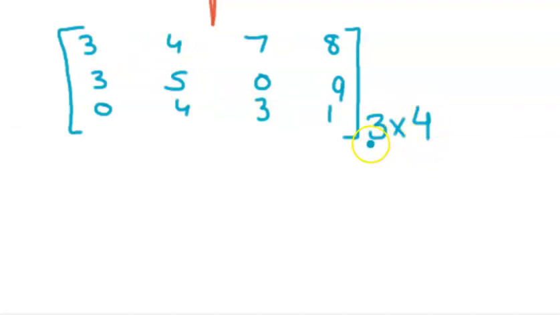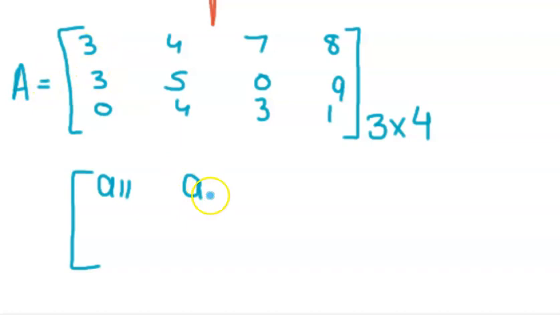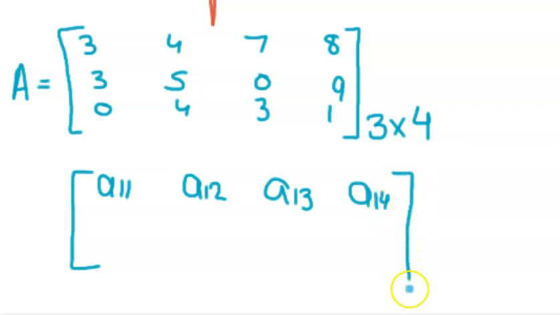Now, we call the elements by position. For example, if this matrix is A, the first element is known as A11, and A11 is 3. A12 is first row, second column. A13, A14. That's how we write down the element. So if I say, can you pick me the element A12? You know A12 is 4.